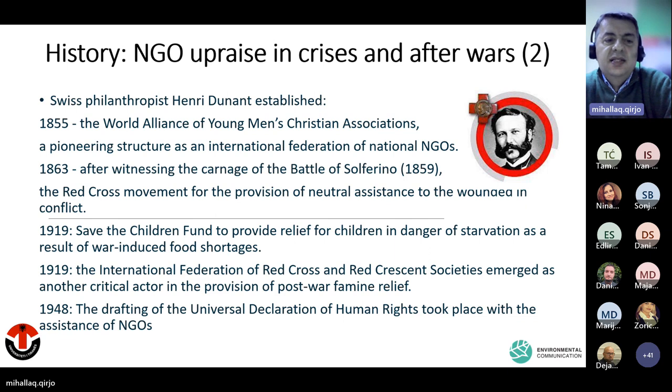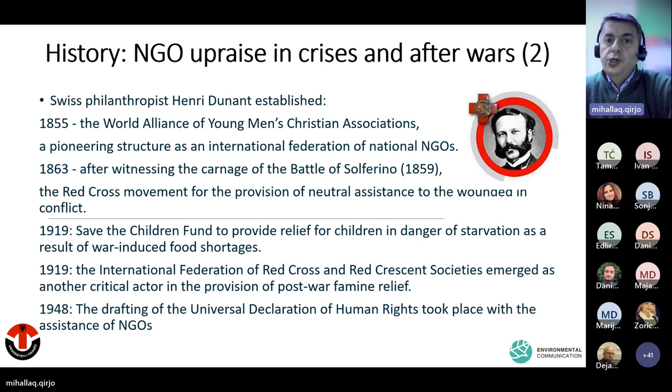But there is another interesting case, from a Swiss philanthropist, Henry Dunant, who established in 1855 the first big network of organizations, named the World Alliance of Young Men's Christian Associations. The first group that went beyond country borders. And after a personal experience of the bloodshed in Solferino in 1859, he established the Red Cross that we know today. At the time, this philanthropist wanted to support people wounded in battle.